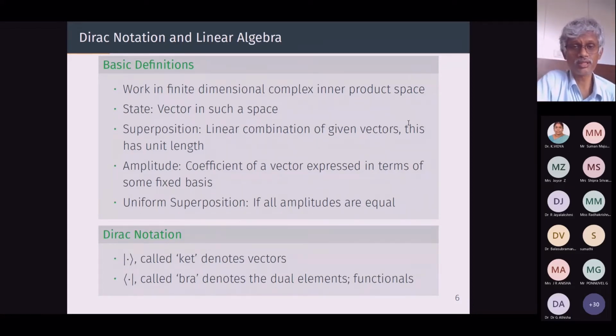So the first thing is called a ket, which will denote vectors. OK, so if you take a complex inner product space, it will have vectors, right? So the ket will usually denote vectors, and in particular, if you're talking about a state of a quantum system, we need that to be a unit vector. So we talk about ket of psi, for example, where psi is a state. So a state will be a unit vector in that underlying space, which will be a complex inner product space.